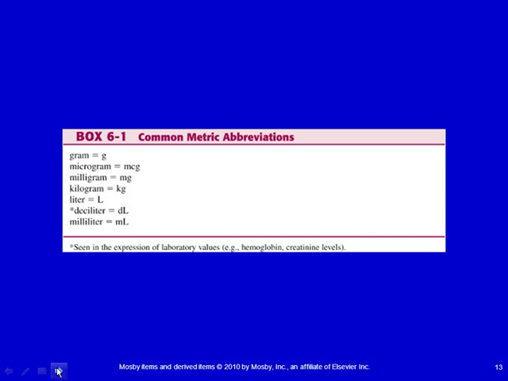A gram is abbreviated lowercase g. A microgram is abbreviated mcg. A milligram is abbreviated mg. Kilogram is abbreviated kg. Liter, and remember we're using a capital L. Deciliter is a lowercase d, uppercase L. Milliliter, lowercase m, uppercase L.